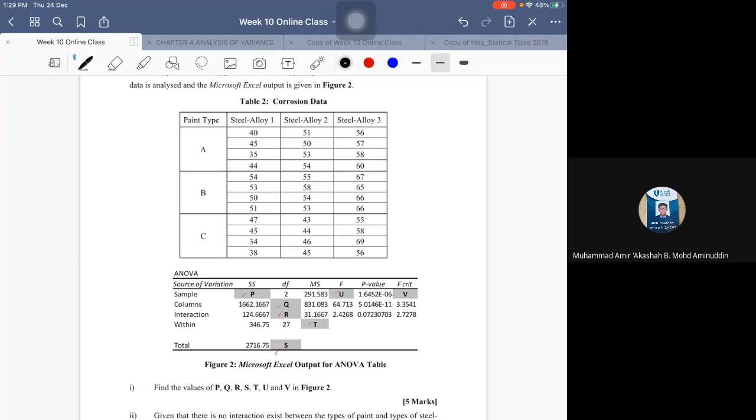Miss, why is there an Excel way of answering ANOVA questions? Shafiq, what does it mean? What do you mean by why there is an Excel way of answering ANOVA questions? Is Shafiq here? I don't really get the question.